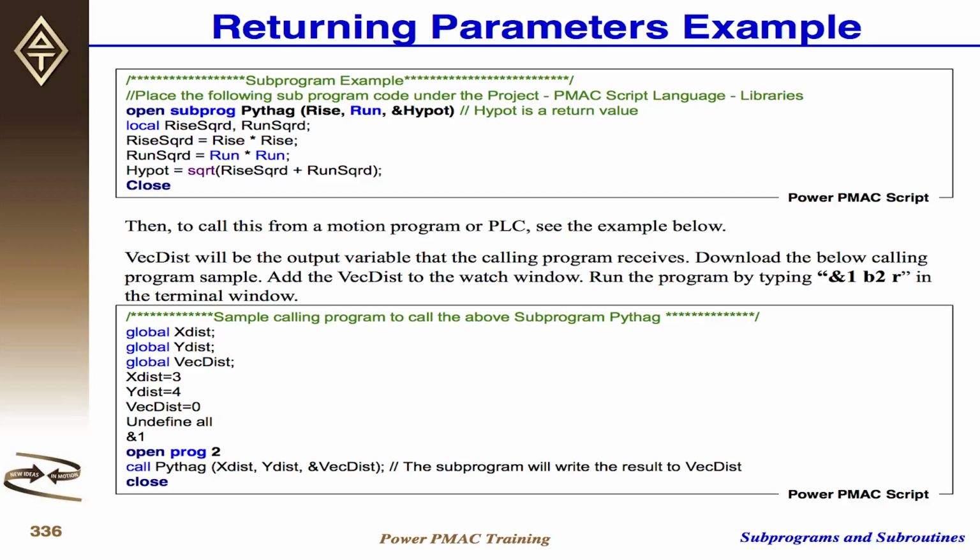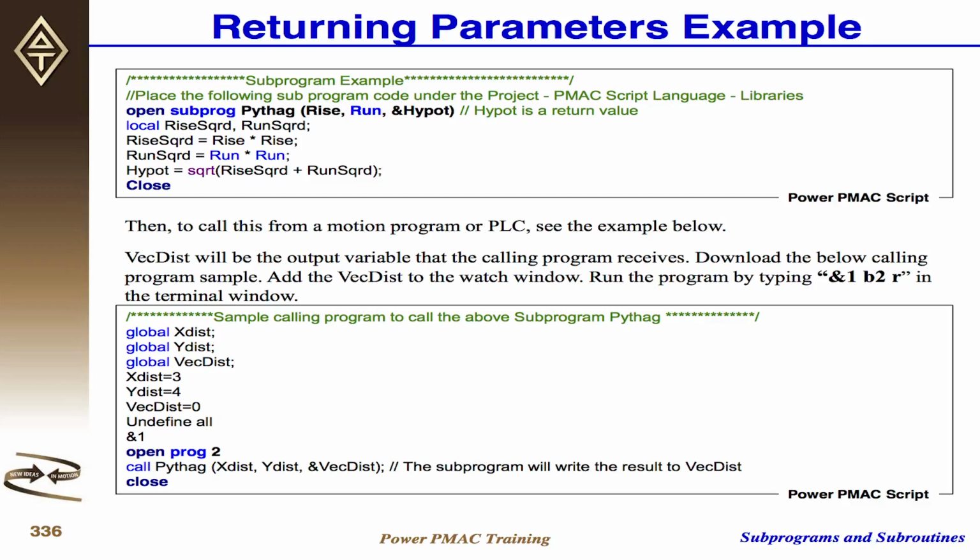This is the subprogram. This is the calling program. So now I'm going to pass the arguments to the subprogram, right? And I have declared this globally: global x distance, x_dist, global y distance, y_dist, and global vector distance, vec_dist. And then I give the values for these distances: x equal to 3, y equal to 4, and the vector distance is 0 now.